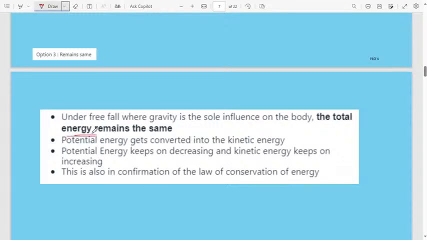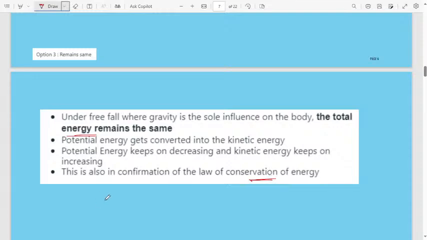Why will the object free fall? Because of the earth's gravitational force, whatever the object, it will be attracted towards the earth. In that case, for a freely falling body, potential energy gets converted into kinetic energy. Potential energy keeps on decreasing, kinetic energy keeps on increasing. Therefore, according to the law of conservation of energy, total energy will remain the same.